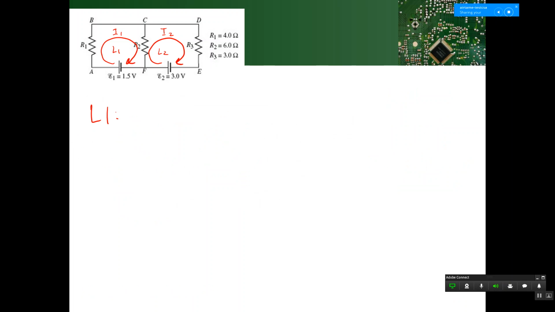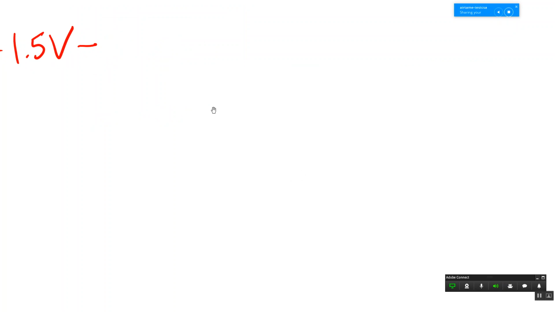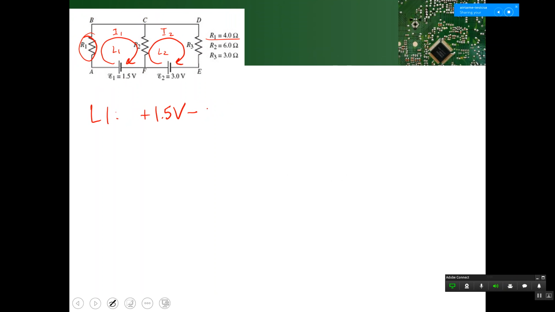So let's draw that. We have a voltage gain of 1.5 volts minus the voltage drop across R1, which is 4 ohms. So it would be 4 ohms multiplied by the current, so 4 times I1. I subtracted it because it's a voltage drop. Same thing with R2. It is a voltage drop. So it's going to be minus, this time it's 6 ohms, multiplied by I1.